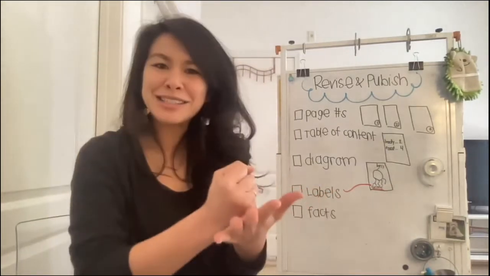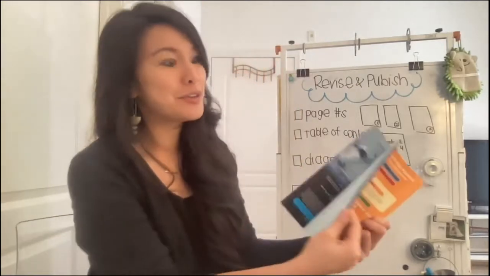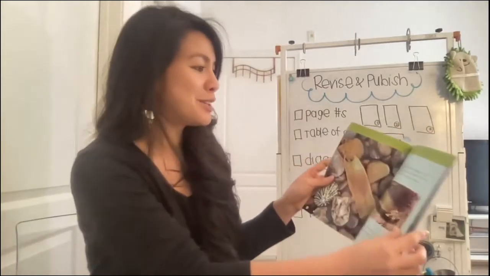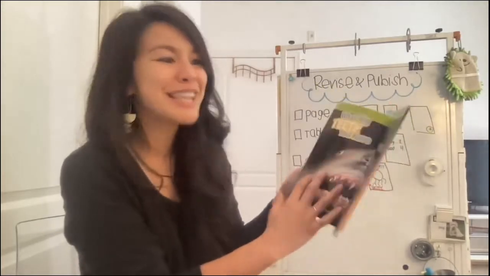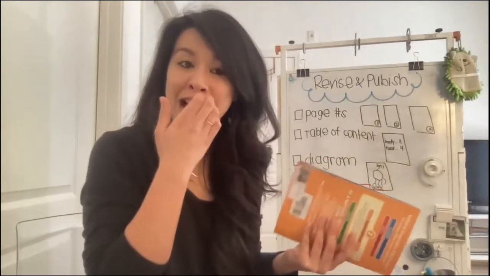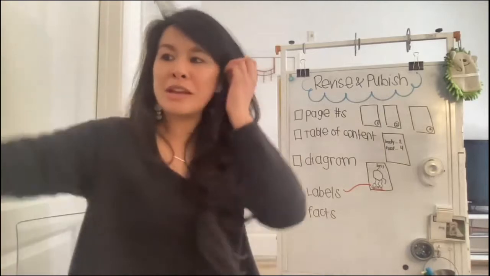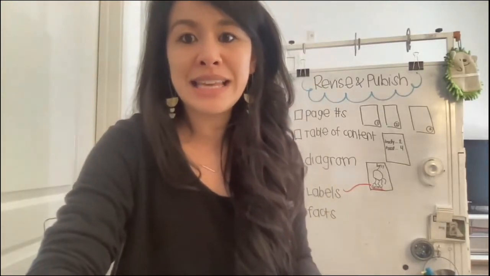Everyone say facts. Facts is true information. So this book, I know there's lots of facts. There's facts about shark puppies. There's facts about the different eggs that sharks lay. There's facts about its teeth. So that's what you need to also have. You need to have some facts, some true information about your animal. So I'm actually going to take a look at my book and make sure that I have all of these things in my book. So everyone, take a look at my book.